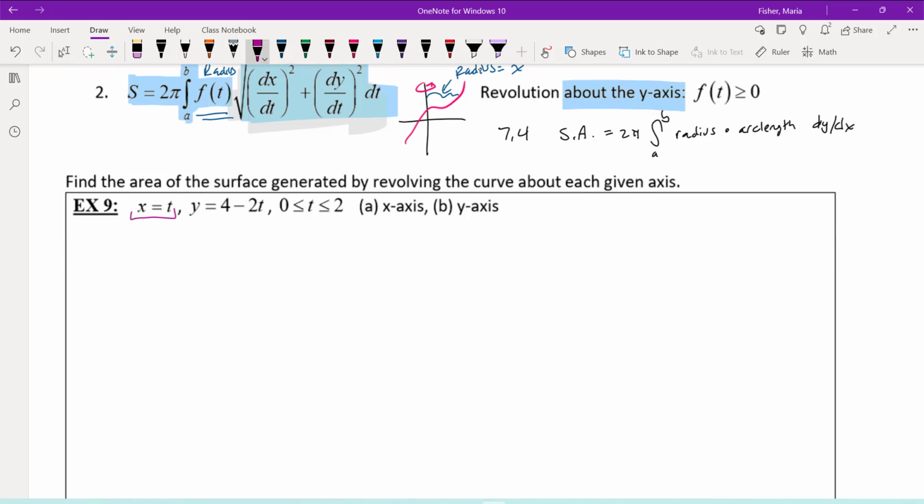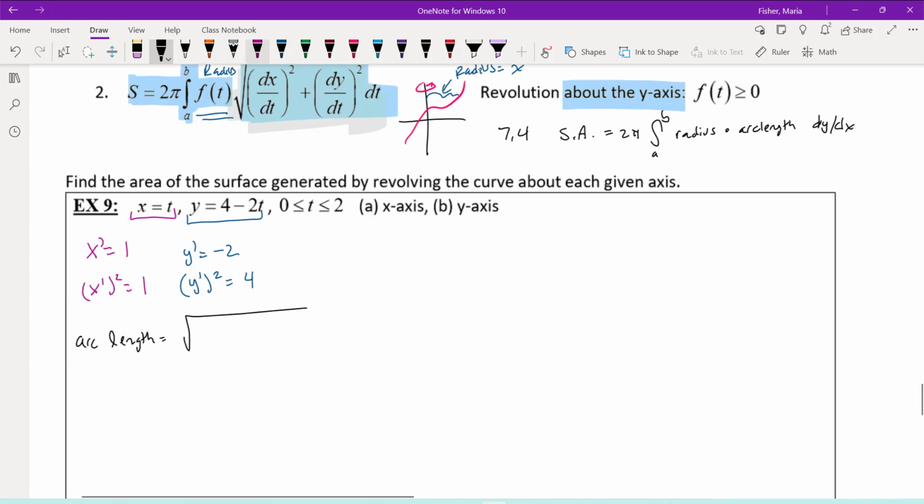If this is x, x prime is equal to 1, and x prime squared is just equal to 1. If this is y, then y prime is equal to -2, and y prime squared is equal to +4. Therefore, we know that that arc length piece is going to equal the square root of 1 plus 4, which in this case is just going to be the square root of 5.